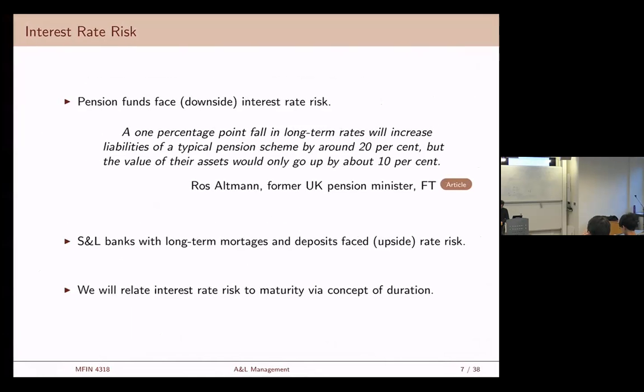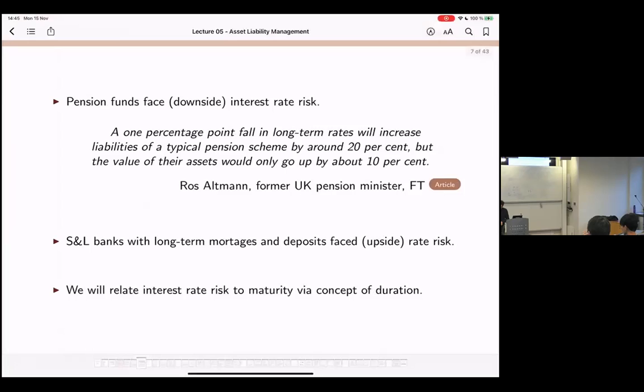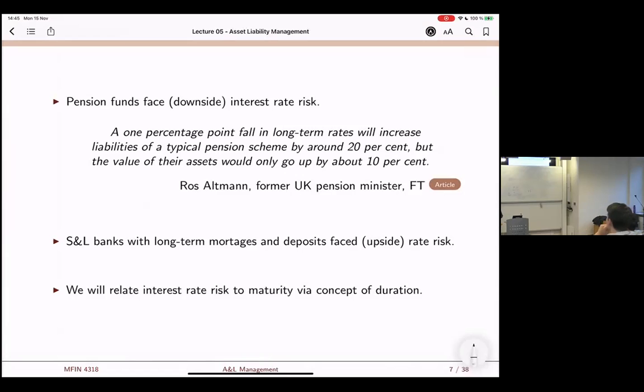Well, this quote can explain a lot, right? It says that if you have a 1 percentage point fall in long-term rates, that will increase the liability of a typical pension scheme by around 20%, but the value of the assets would only go up by about 10%. Right? So what it means is that the duration of liabilities is 20. That's exactly the definition that we had before. How much does the value of your liability increase if there's a change of 1% in interest rates? And the duration of assets is only 10.